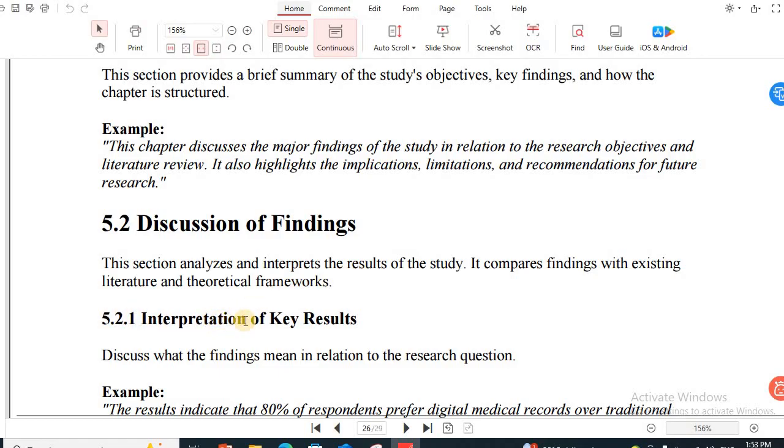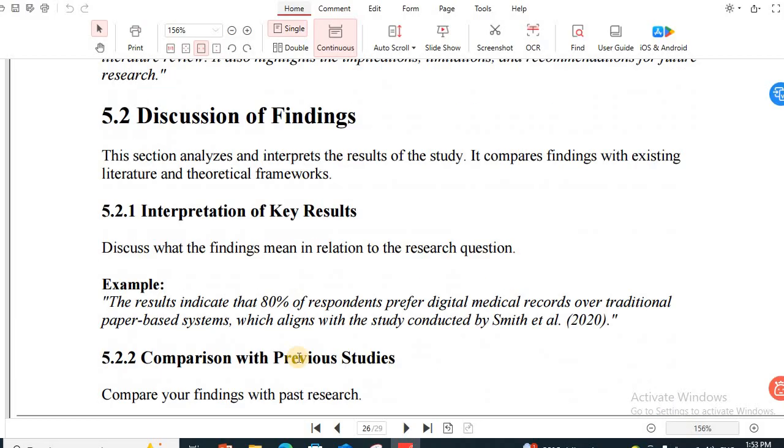5.2.1, Interpretation of key results. Discuss what the findings mean in relation to the research question. You are going to speak about the findings in relation to the research question, like this example here. This is 5.2.1. That means it has to do with this.